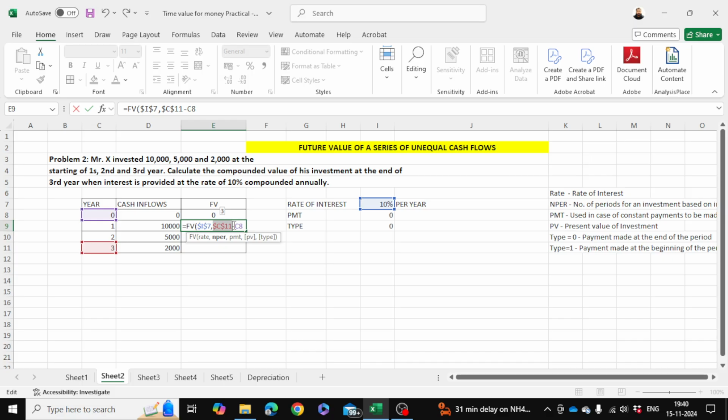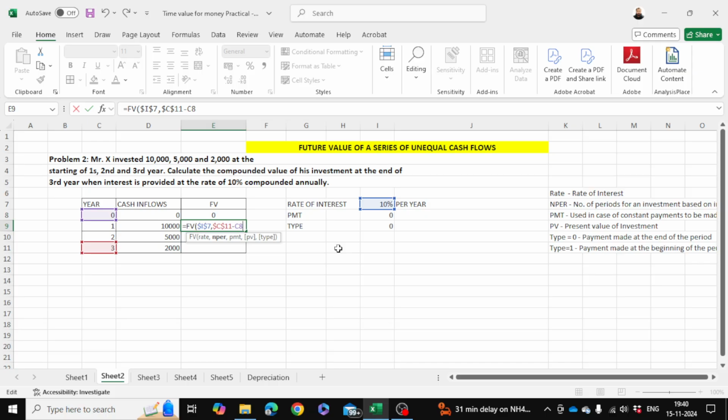So you have to put a dollar symbol against the row as well as the column. C11, C is your column and 11 is your row. Then minus this. So the first investment is for this. Next time the C8 will change automatically as you copy the formula. We have not made it constant because initially it is 0, then 3 minus 1, 3 minus 2, 3 minus 3. The last investment is at the end of the 3 years, so it will be 0.